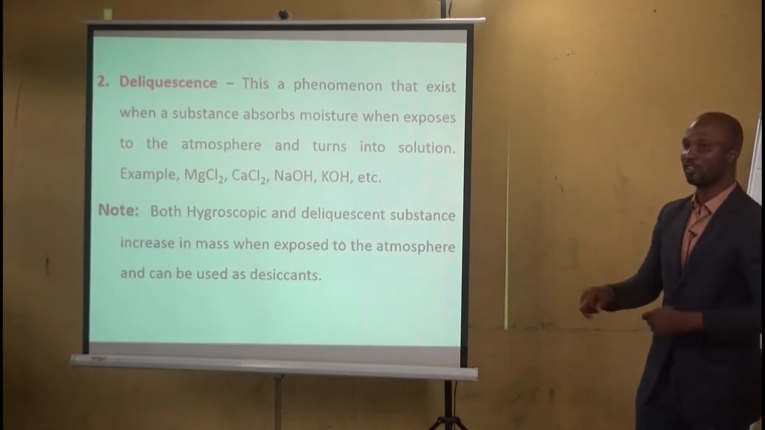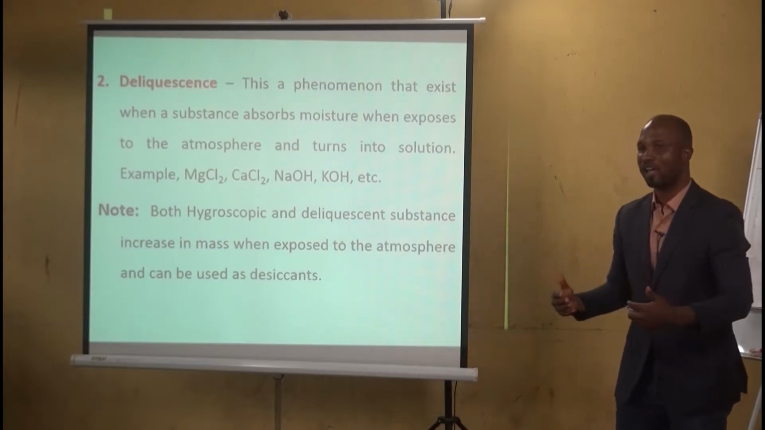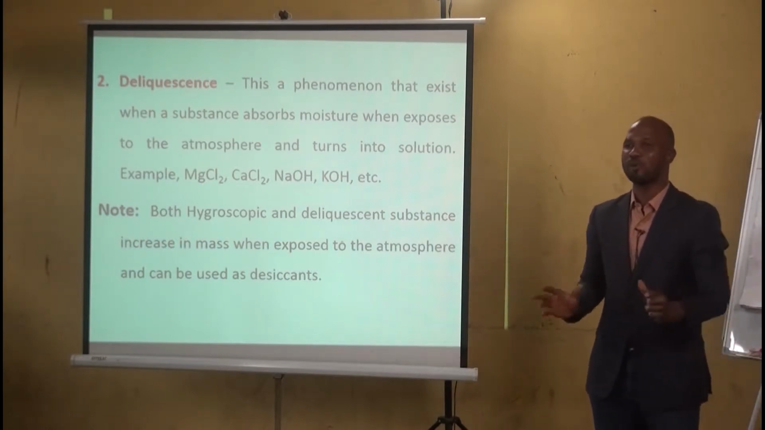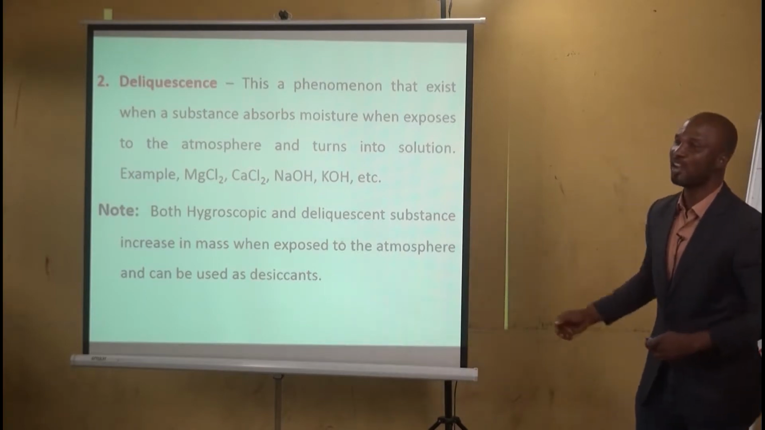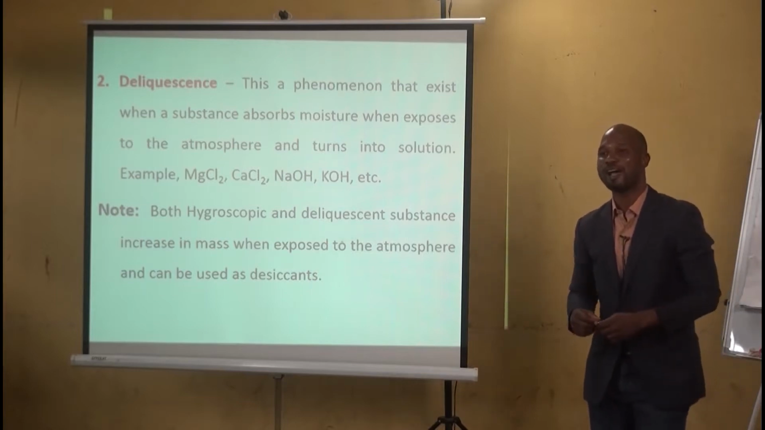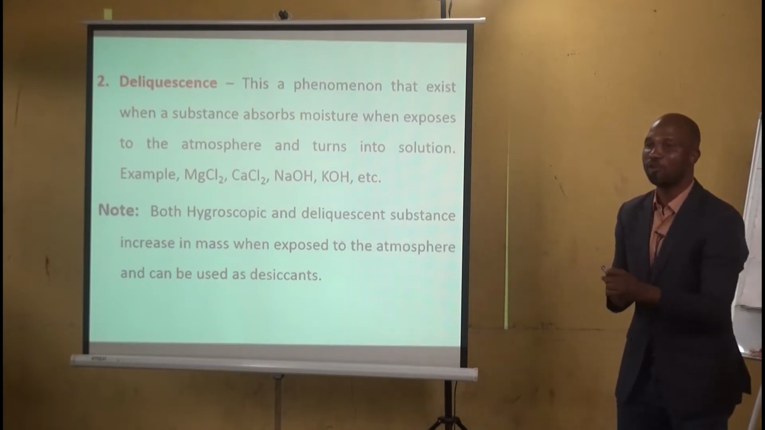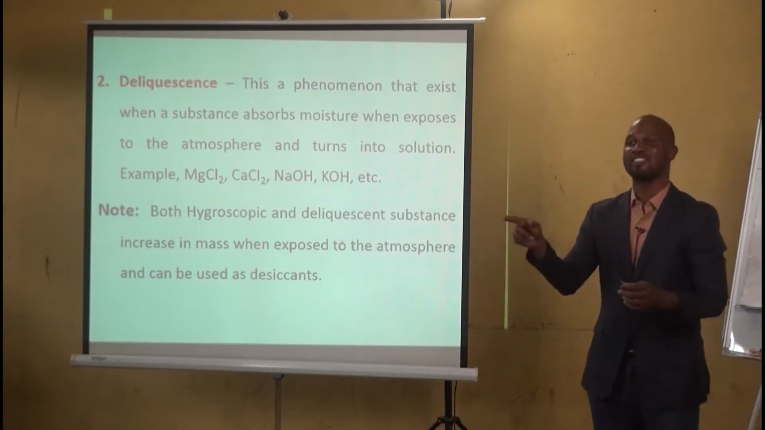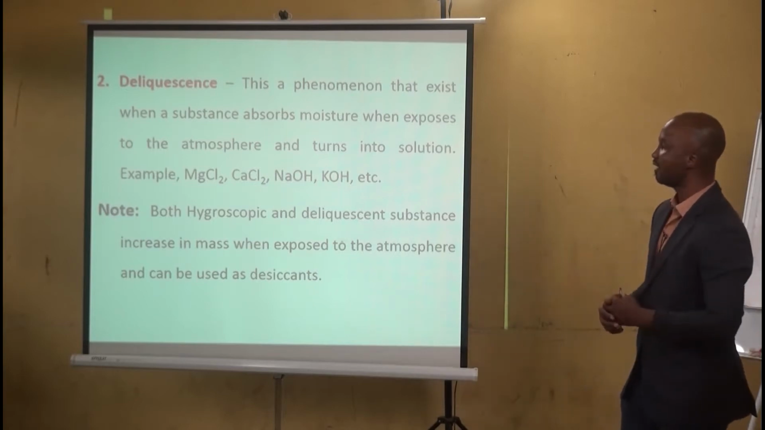My wonderful student, note that when you expose substances to the atmosphere, when they are hygroscopic or deliquescent, they will increase in mass because of the water they have absorbed, and they are usually used as desiccant or drying agent. For example, when you buy a leather shoe or bag, you find a tiny material in an envelope in that bag. It's written silica gel on it. It's usually a desiccant or a drying agent.